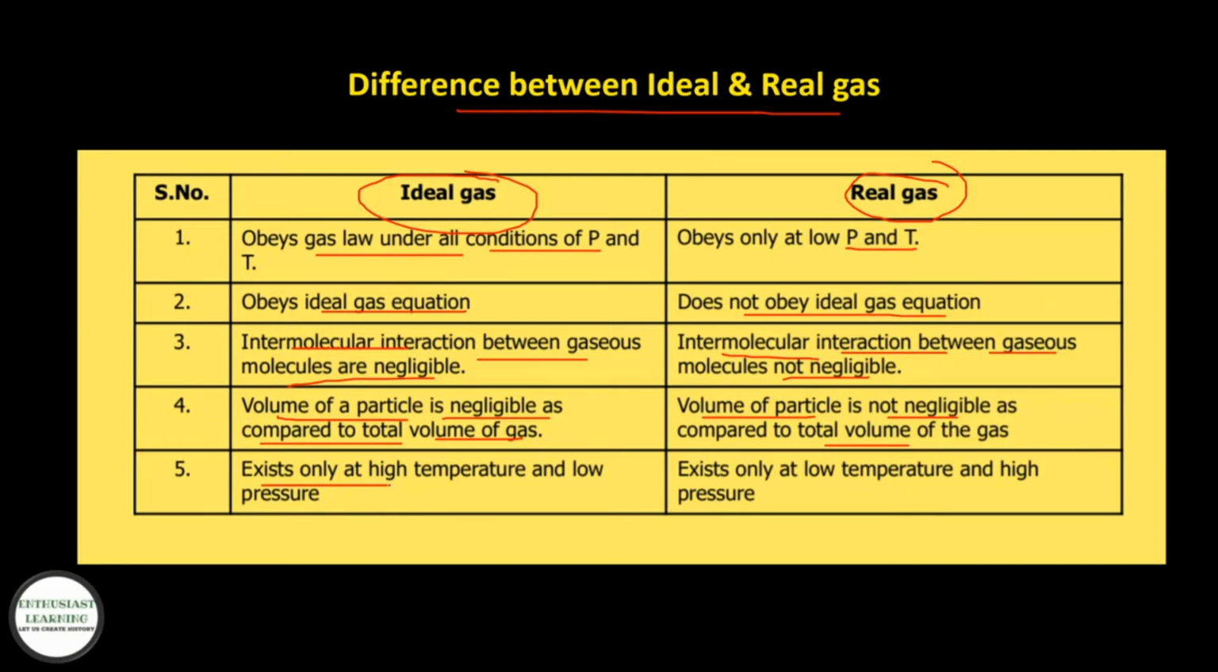Ideal gas exists only at high temperature and low pressure, but real gas exists only at low temperature and high pressure.